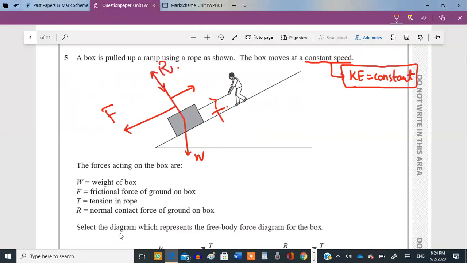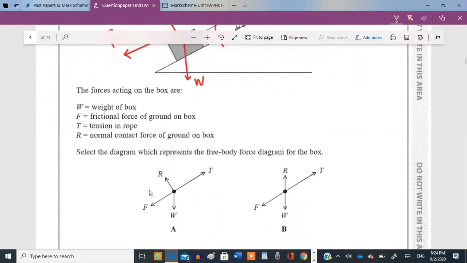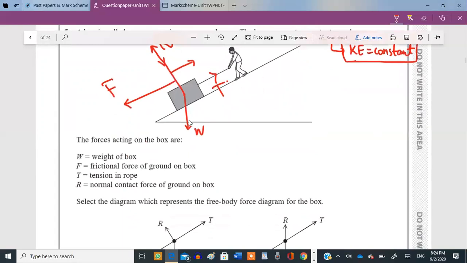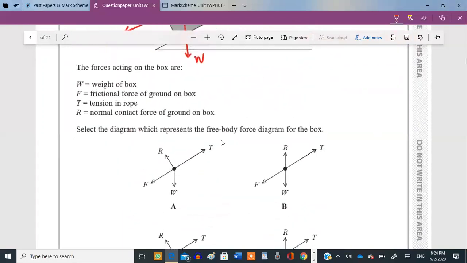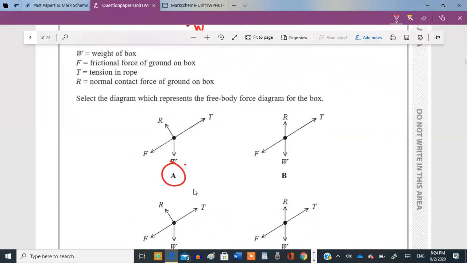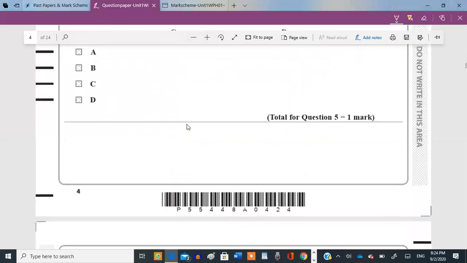Then they are saying select the diagram which represents the free body diagram. So we just need to match these forces with the diagram. Weight is downwards, force is backwards, tension is there. So option A is the best one. Whereas if you look at this one, what's the problem in this one? Weight, force, R, T. It's exactly identical.